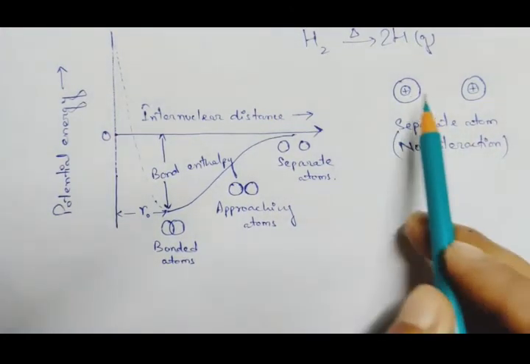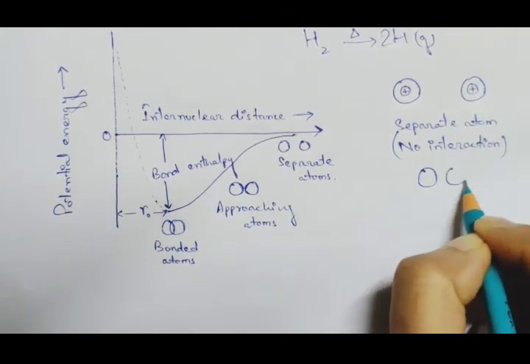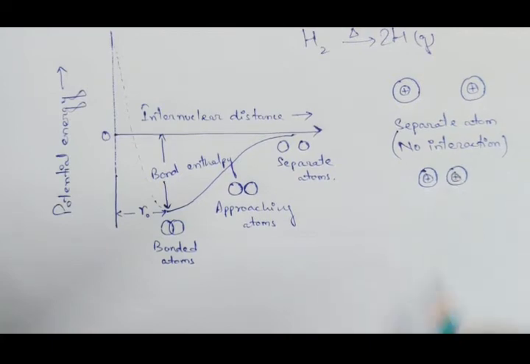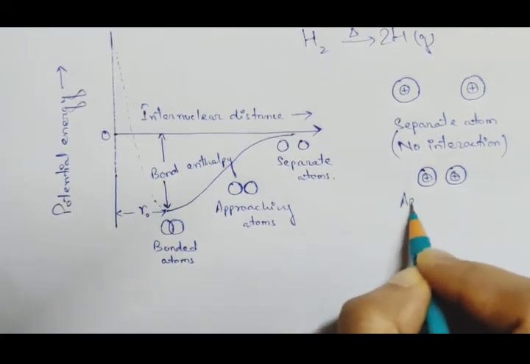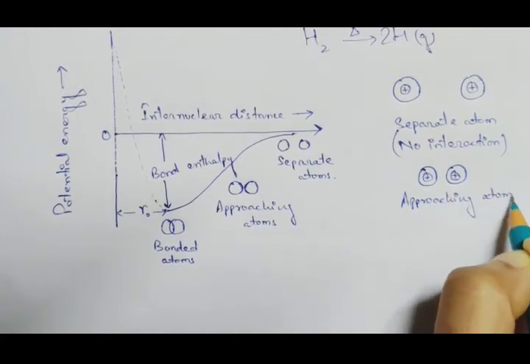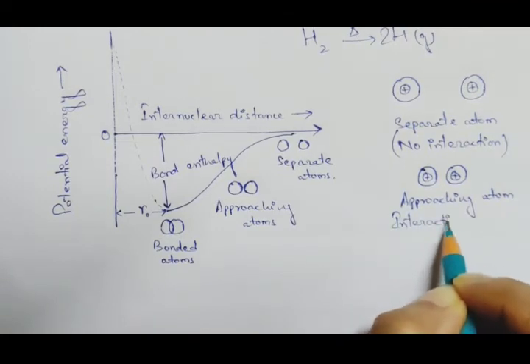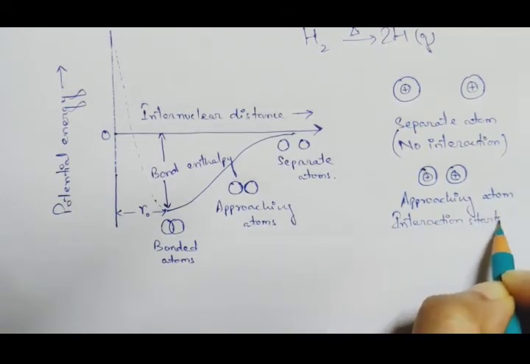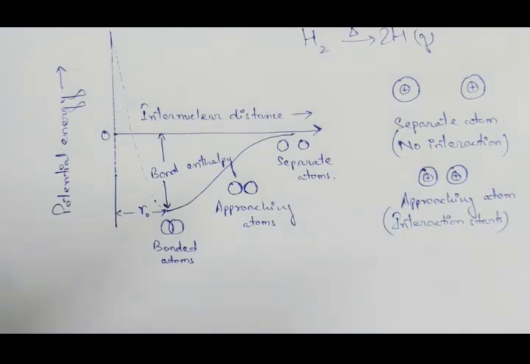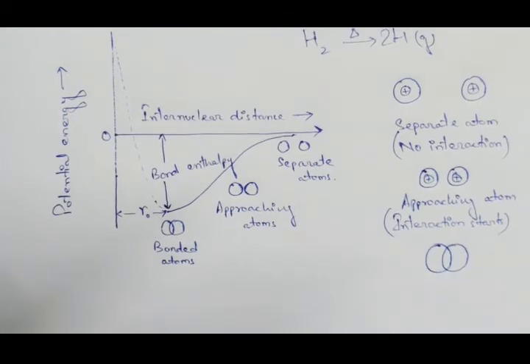Okay, now when these two atoms approach each other, they will come close, in this way. These are the nuclei. So these are the approaching atoms. That means the interaction starts. And now after the interaction has been completed, or the bonding has taken place, in that case we call them the bonded atoms.